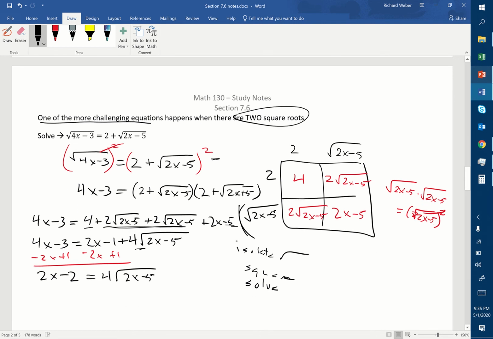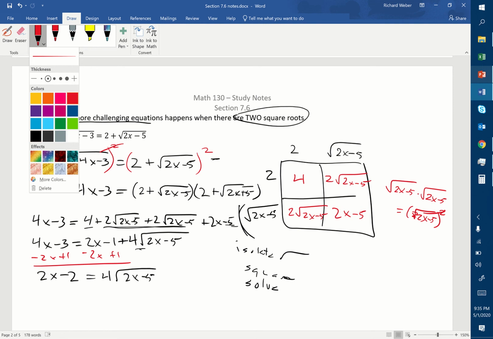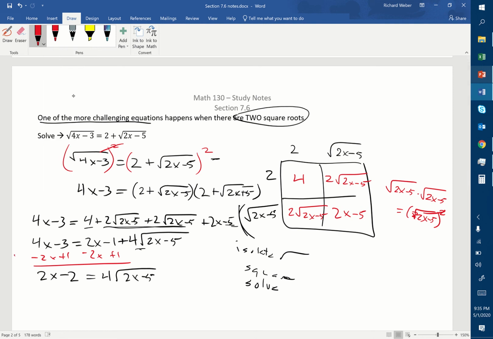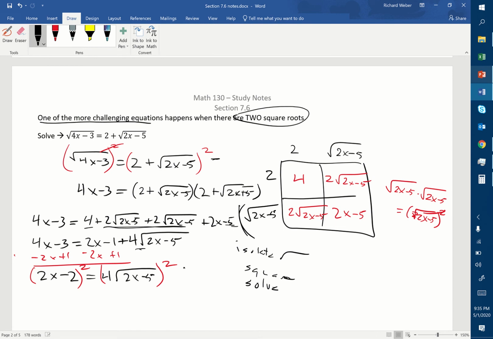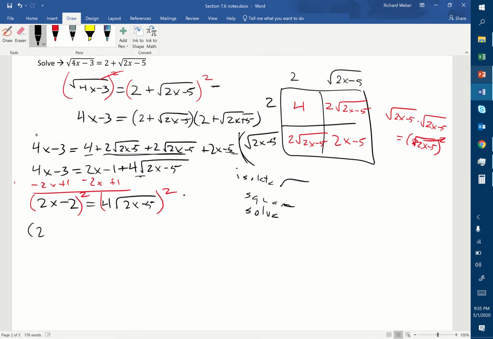And it's at this stage you have a choice. You can divide the 4 over and create fractions. If you're not afraid of fractions, great. But if you're like me, I don't want to deal with the fractions, I'm just going to square both sides again. I'm going to square this side, and I'm going to square this side. Okay? Wow, what a problem. I'm telling you what. Okay, so we have 2x minus 2 squared, multiplied with itself, 2x minus 2. On the other side, I have 4 radical 2x minus 5 times itself.